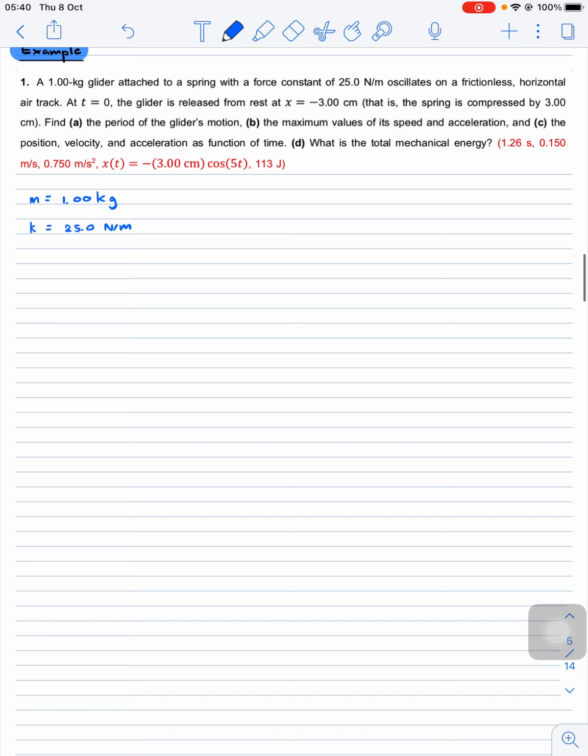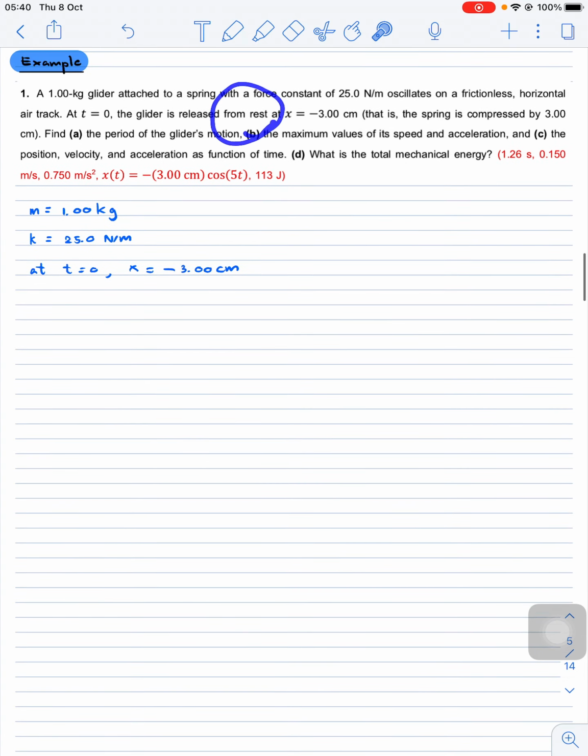So we said that when the time equals 0, x equal to negative 3.00 centimeter, and it said that it is released from rest. So it means that the initial velocity is just equal to 0. Then from this initial condition, we can say that the amplitude of the oscillation must be equal to 3.00 centimeter as well, or just equal to 3.00 times 10 to the negative 2 meter.